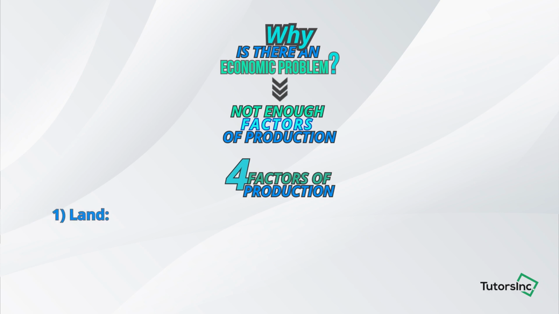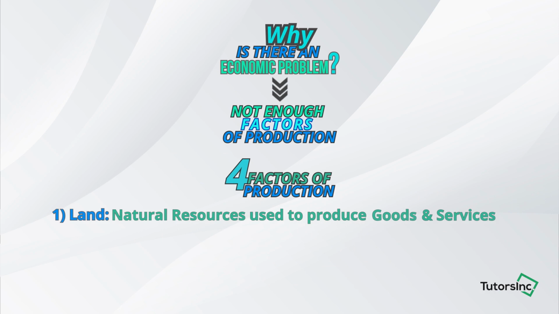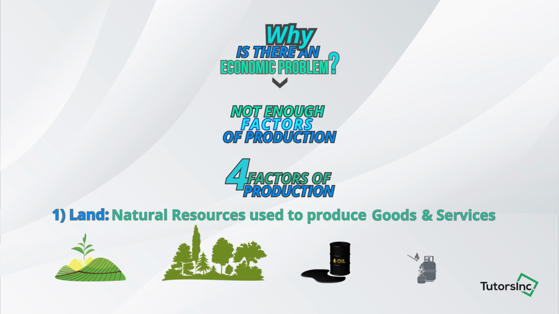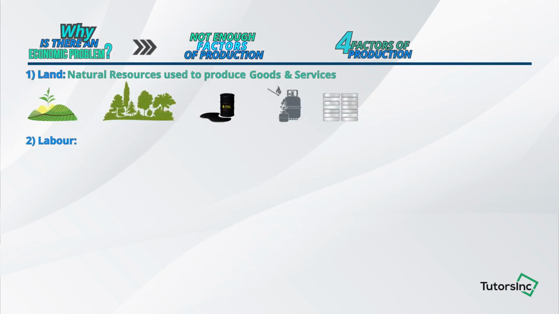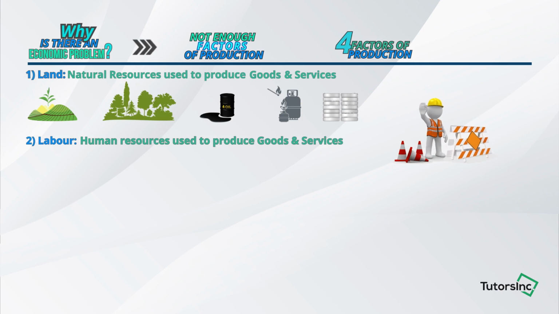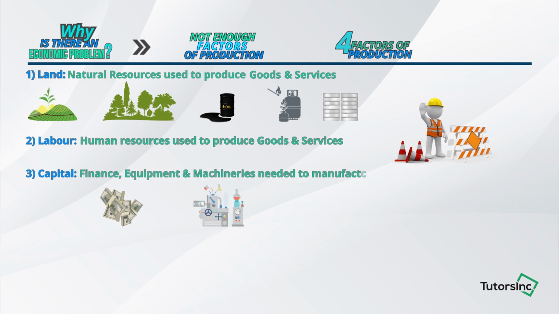First, we have land. Land refers to all the natural resources provided by nature, which are used to produce goods and services. These include fields, forests, oil, gas, metals, and numerous other mineral resources. Next, we have labor. Labor refers to the human resources used to produce goods and offer services. After that, we have capital. That refers to the finance, equipment, and machineries needed to manufacture goods.